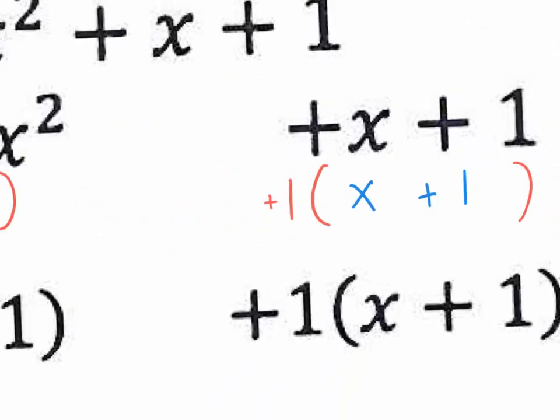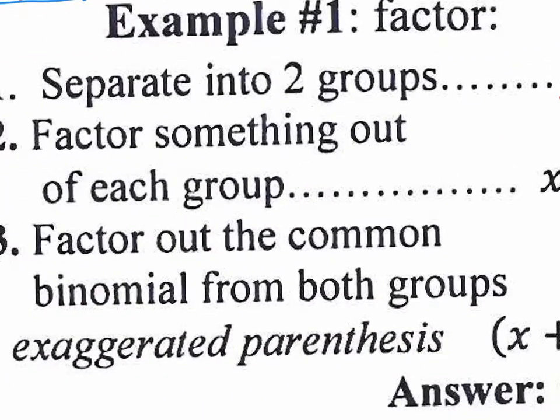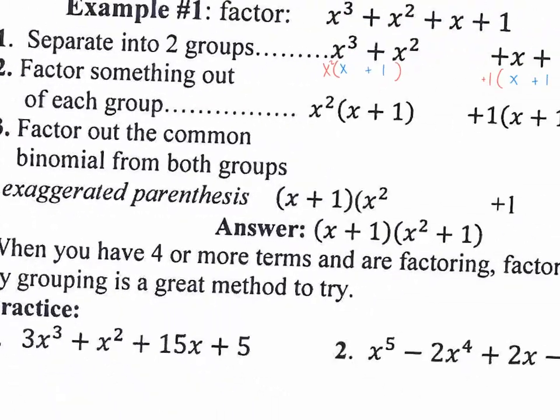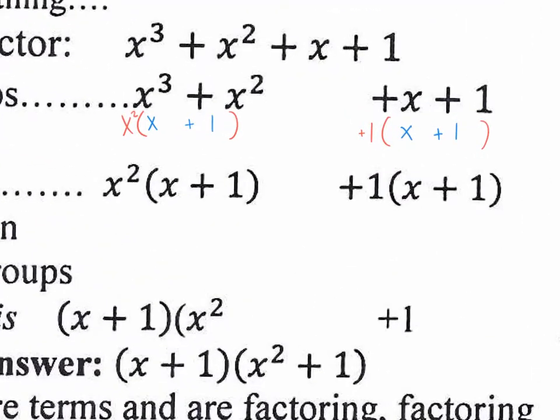Now, why is that? Because the next step, if you read it right here on the side, it says, step 3, factor out the common binomial from both groups. So obviously, I did this work for you. I pulled out the x squared. There's an x plus 1. I pulled out the 1. There's an x plus 1. And it says pull out the common binomial. What binomial is in common in the first group and in the second group? The binomial x plus 1 is in common in both groups. Okay. So let's go to this area. Even though I already did the work for you, let's go to this area right here. And this is what I would like you to do. Let's go for some exaggerated parentheses.